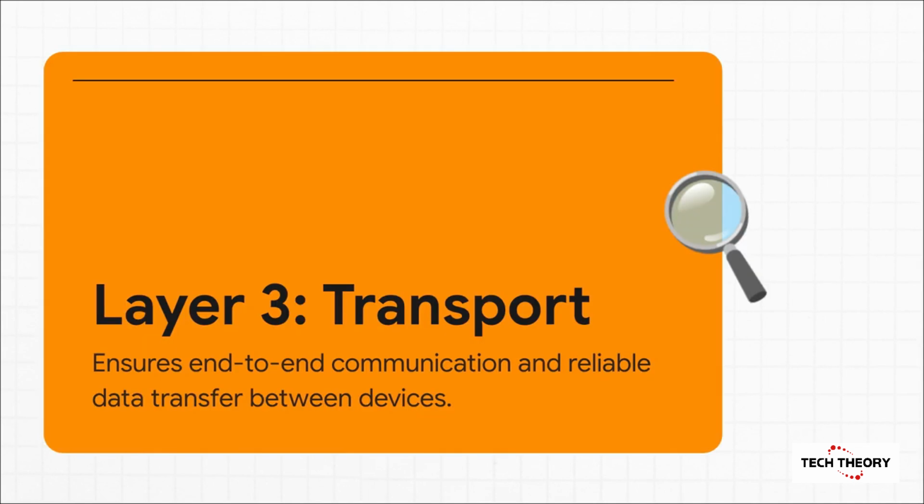Now, once your data is created, it gets passed down to layer 3, the transport layer. I want you to think of this layer as a super efficient shipping manager. Its job is to take the data, chop it up into smaller, manageable chunks called packets, and get them all ready for their big trip.